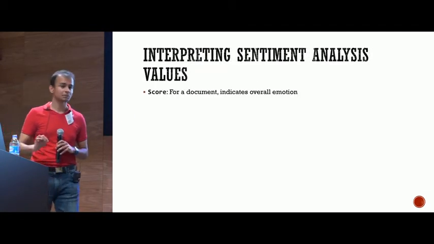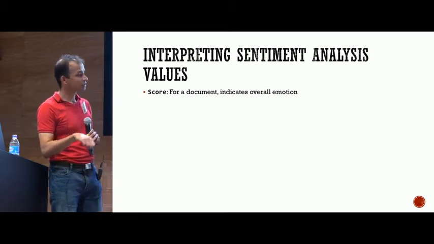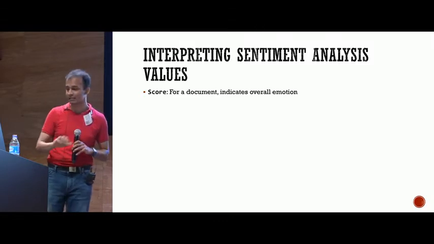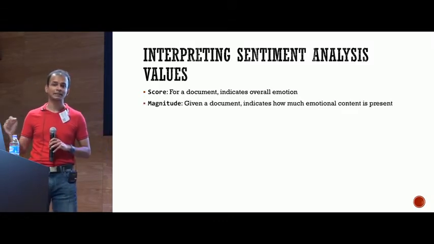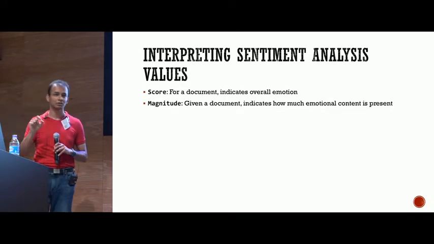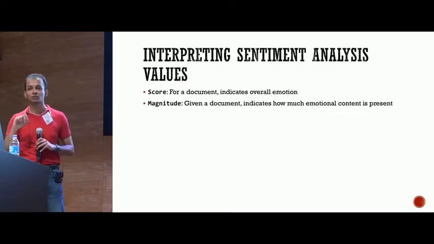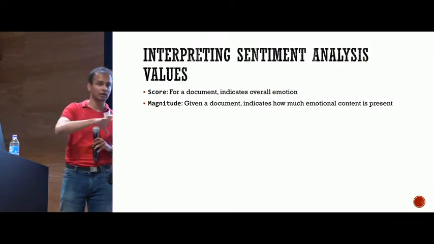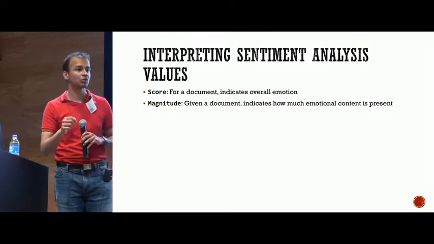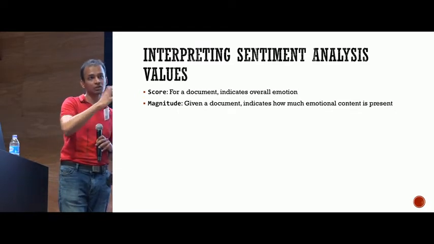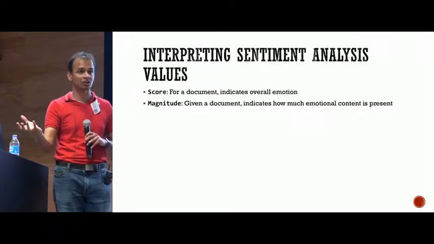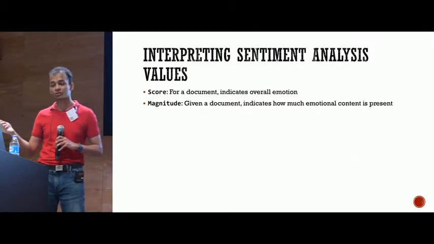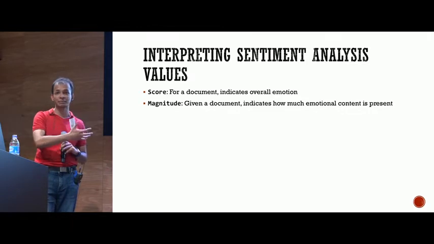So the score is basically the emotion of the text itself that you passed. And the magnitude, given a document, basically says how much emotional content is present in the particular document. So the score is an overall estimate, and the magnitude is going to be individual estimates of different lines in the document. If I have 10 lines, it's going to give me magnitudes for all 10 lines. And the score is going to be an overall score of the sentiment of the document.